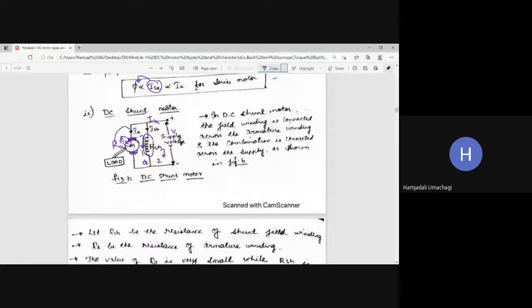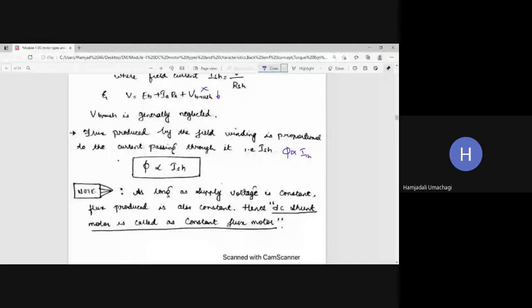and because of this reason, we say that the DC shunt motor is a constant flux machine. Why a constant flux machine? You can see the reason here. Flux produced by the field winding is proportional to the current passing through it, that is Ish, that is phi is directly proportional to Ish. As long as the supply voltage is constant, that is the input is constant, the flux produced is also constant. Why? Because Ish is also constant. Hence, the DC shunt motor is called a constant flux machine or constant flux motor.